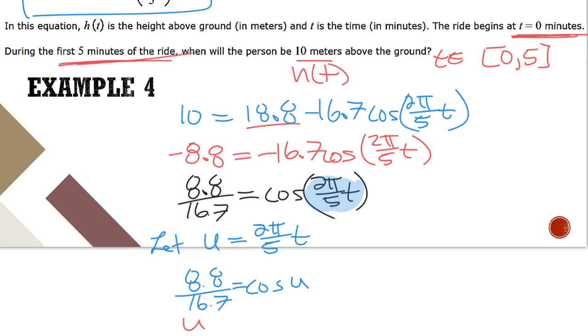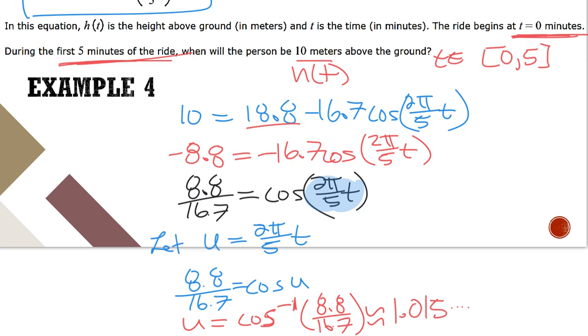So when you do this, u is equal to the cosine inverse of 8.8 over 16.7, which will give me an answer of 1.015 something, and that is very nice. Now, what do I do with that? Well, that is actually one of the potential answers, or close to the potential answers, because we actually want, not u, we want t in this case. We're going to figure that out in just a little bit.